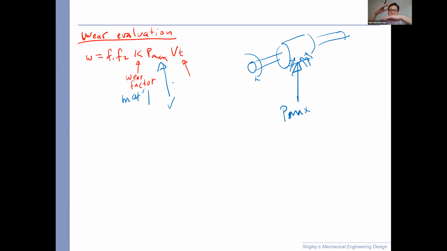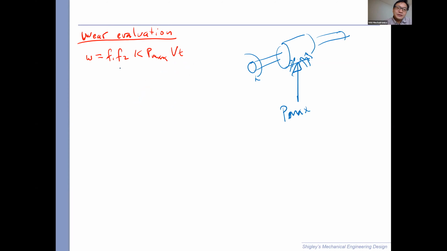The wear. V is the velocity. If you go faster, yes, the wear is definitely going to be more. T is how much time you use it. Obviously, if you use it 24 hours, it is more than 8 hours. Okay? Any question about the formula?